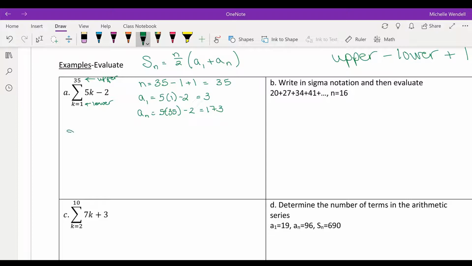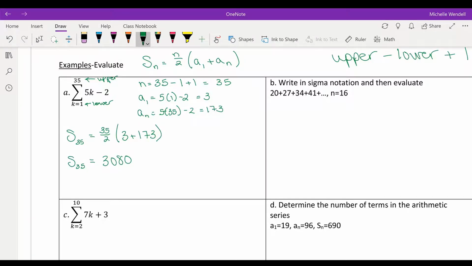So now I can plug this into my formula. I know n is 35 because I have a total of 35 terms, equals 35 over 2 times my first term plus that last term, 173, the 35th term. If you evaluate that, the sum of those 35 numbers is 3080.